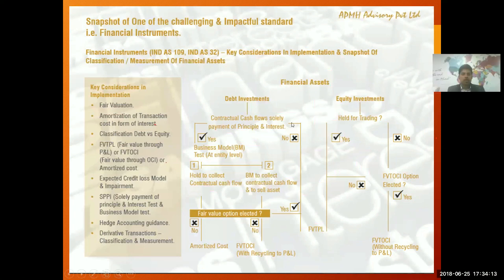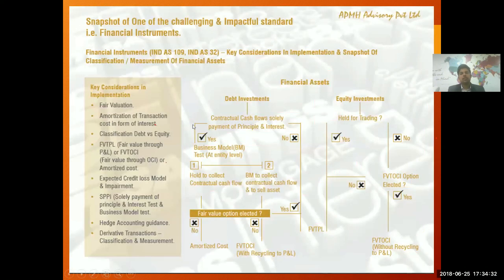So here they have mentioned how you will bifurcate your debt investment and equity investment, and how you will measure it subsequently, as well as how you will classify it. So, let us go ahead.